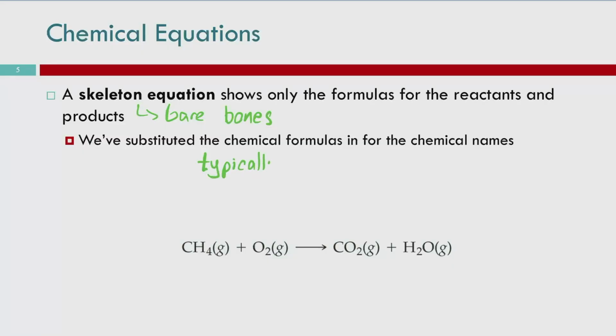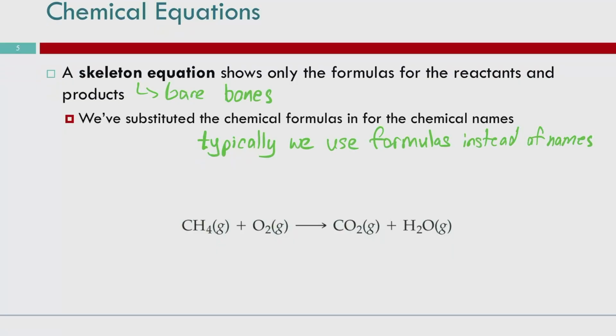Typically, like 99% of the time, we use formulas instead of names. The only reason that we've been using names previously is that we didn't have the nomenclature, and also it's maybe a little bit easier for you to parse, for your brain to comprehend, with words instead of chemical formulas. So we're going to be seeing chemical formulas a lot more now instead of names. So this is a skeleton equation.